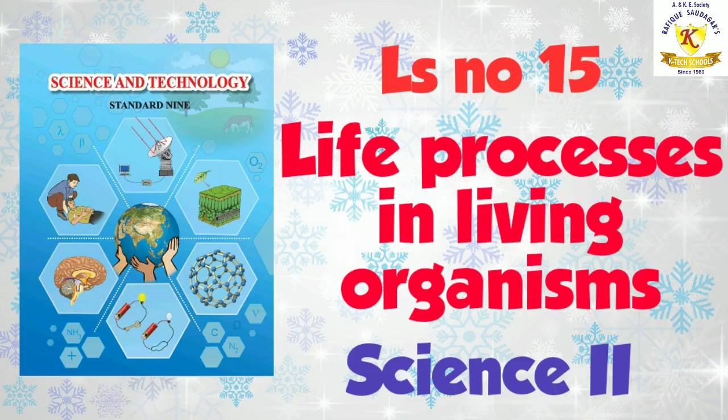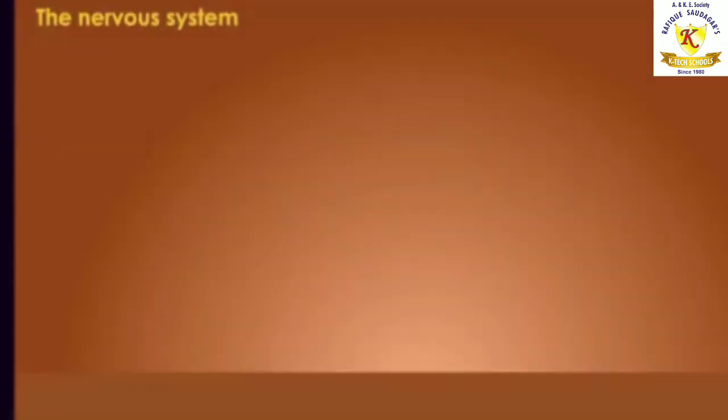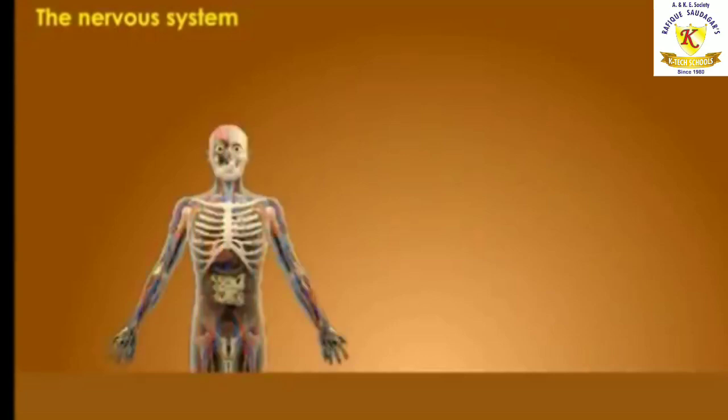Students, we have started our lesson number 15, Life Processes in Living Organisms of Science 2. In our previous lectures, we have studied about coordination in plants and human beings, and also we have learnt about excretion in plants and human beings. So in today's lecture, we shall learn about a new topic, the nervous system. Okay, so let's begin.